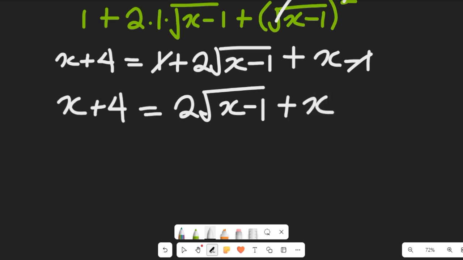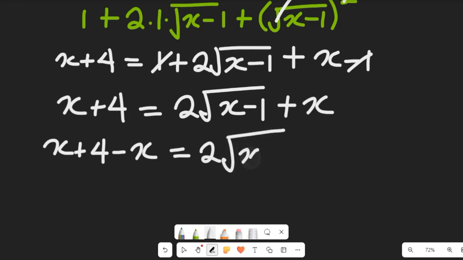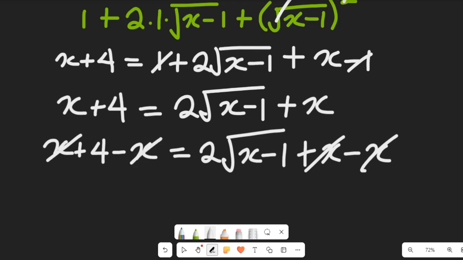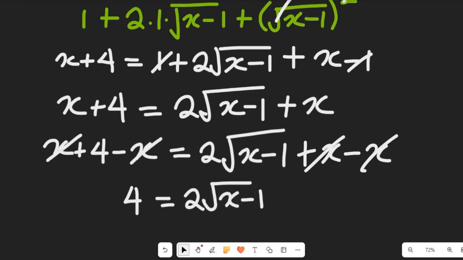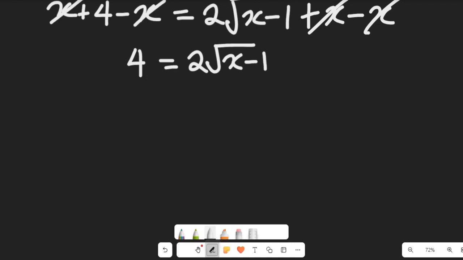To subtract x from both sides, we are going to have x plus 4 minus x equal to 2 multiplied by the square root of x minus 1, plus x minus x. That way, the x terms go off, and we'll be left with 4 equal to 2 multiplied by the square root of x minus 1. We can simplify to find the value of x right here.